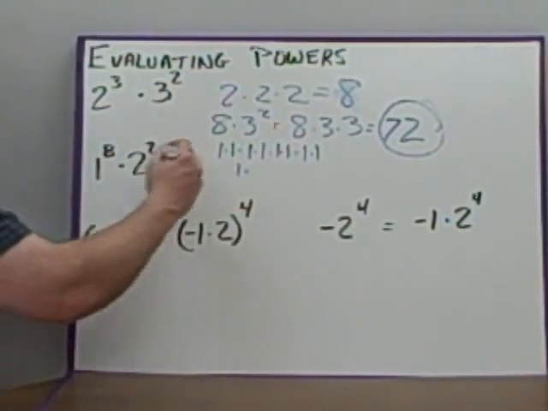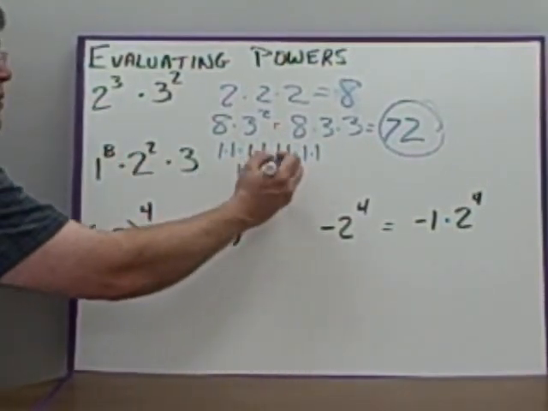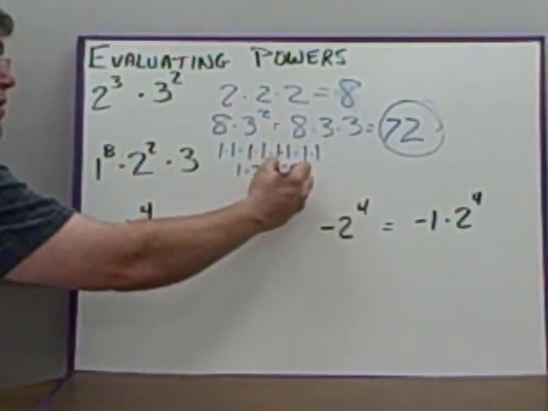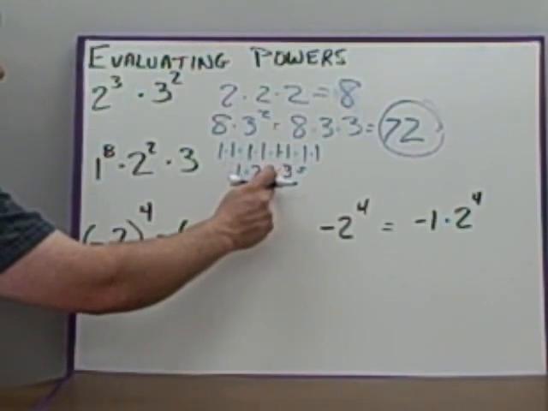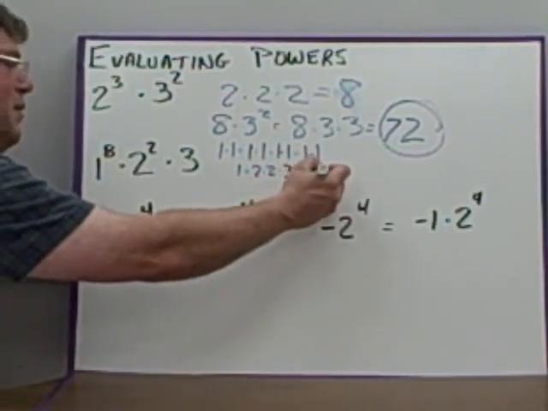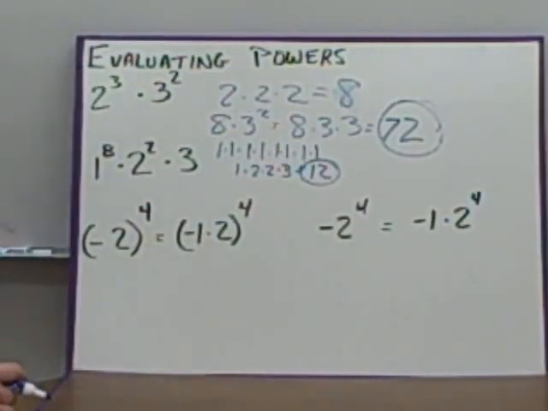So we have 1 times 2 squared, which is 2 times 2, times 3, which is just by itself there. 1 times 2 is 2, times 2 is 4, times 3 gives me 12. There's my final answer on that one.